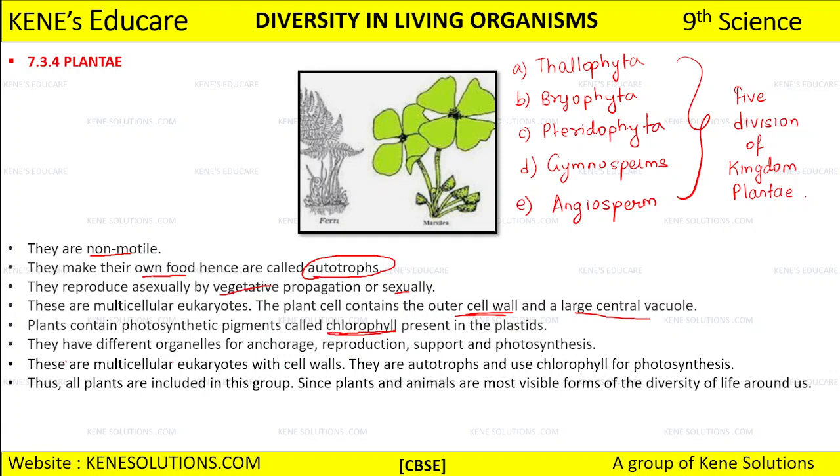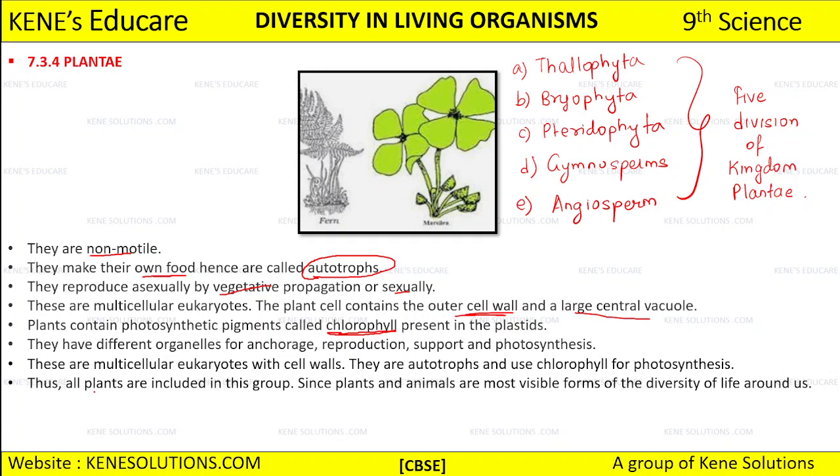Plants have different organelles for anchorage, reproduction, support and photosynthesis. It is not that plants have only one organelle and that one organelle is performing all the functions. It is not like that. The plants are going to have different organelles, and these different organelles help the plant in anchorage, in reproduction, in supporting the plants in different activities that the plants are doing, as well as in the photosynthesis process. So there are different organelles performing the different kinds of functions that the plants have to.